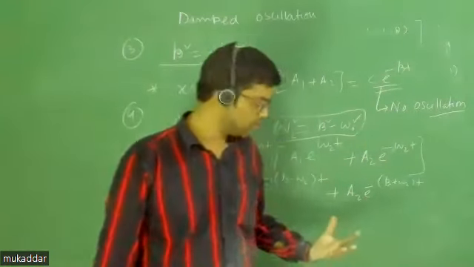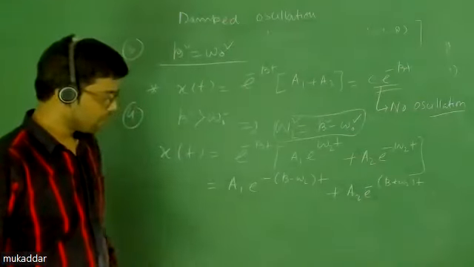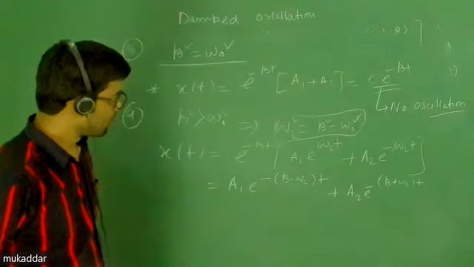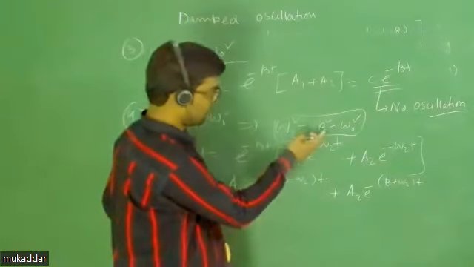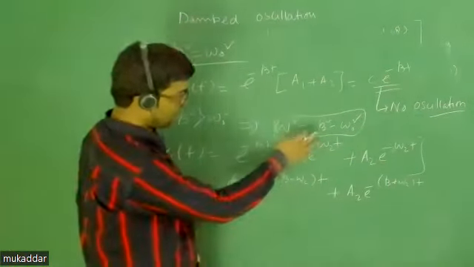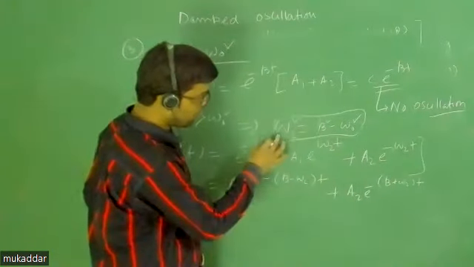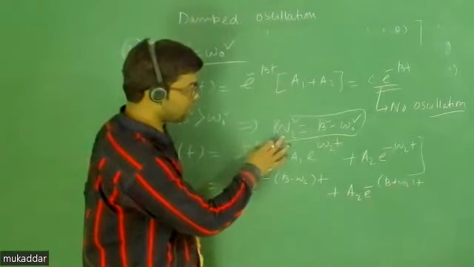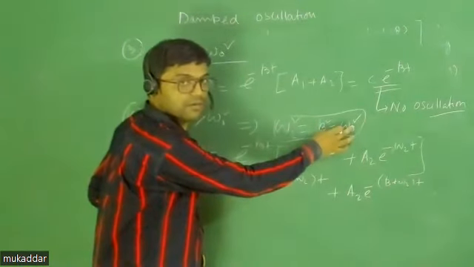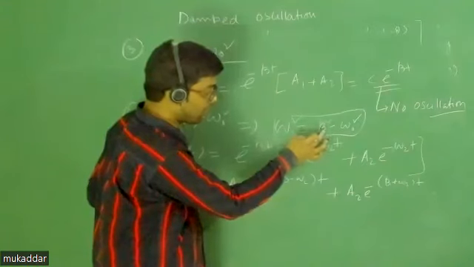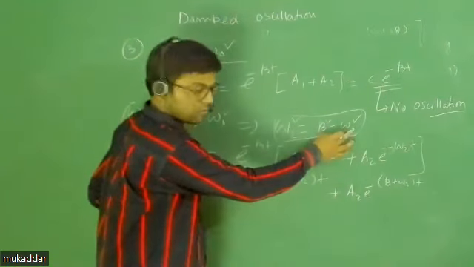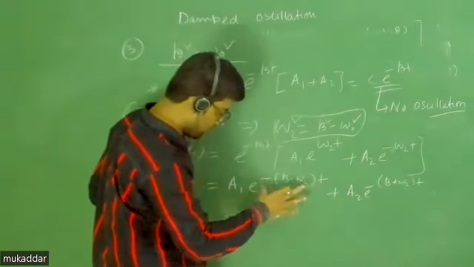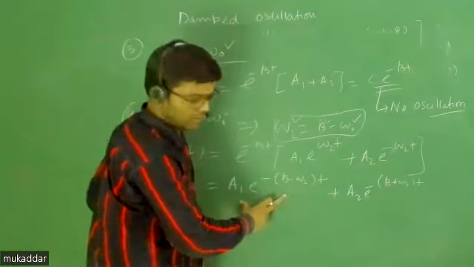Beta greater than omega naught. Beta square will be what? It will be omega 2 square plus omega naught square. Omega 2 square equals what? Beta square minus omega naught square, right? So beta square will be omega 2 square plus omega naught square. Obviously beta is greater than omega 2. So in the case of beta greater than omega 2, this will be representing what? This will be exponential decay.